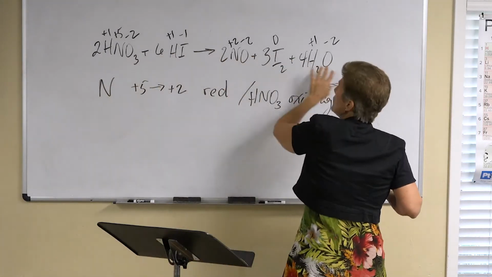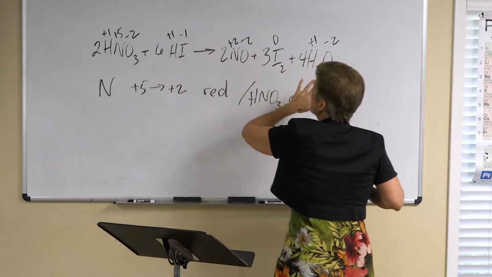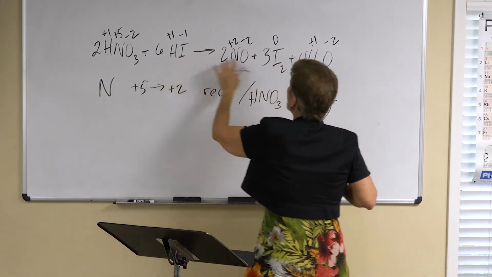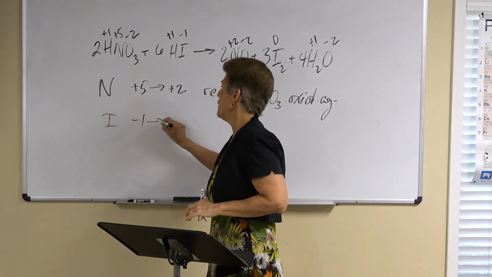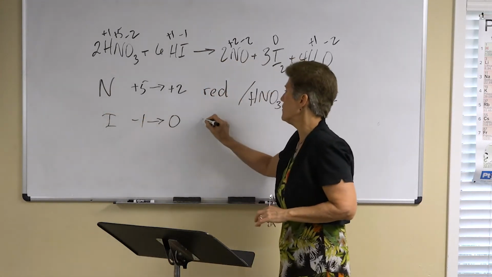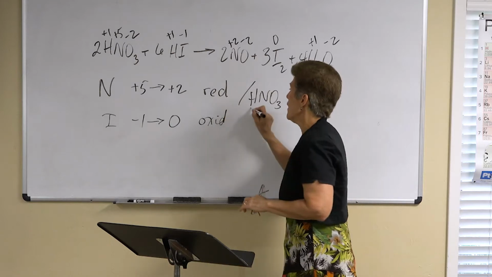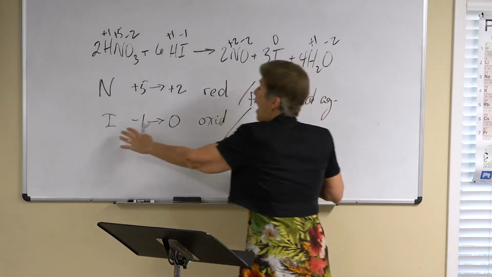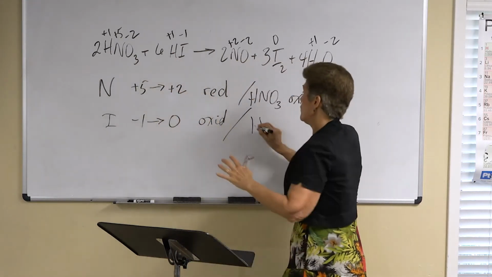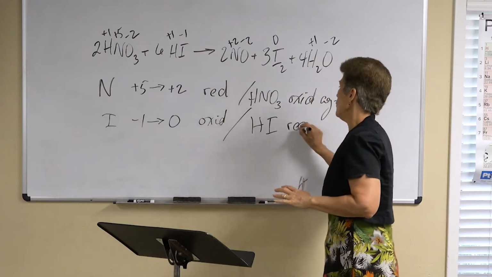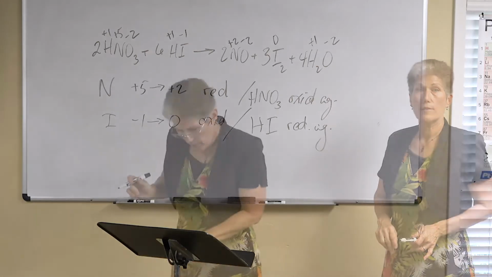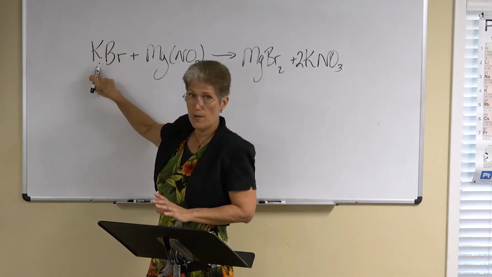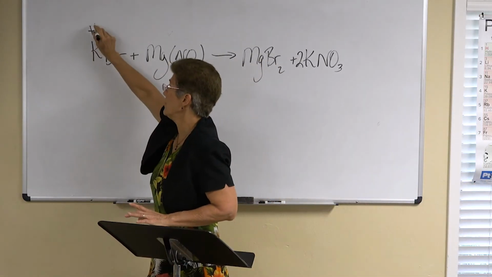Okay, now let's find out who is receiving these. Oxygen's -2, -2, -2. Hydrogen is still +1. But iodine is -1, and here it's 0. So iodine goes from -1 to 0, so it is being oxidized. Therefore, whatever I is in on the reactant side, which is HI, is the reducing agent. And so that's how you would put that. Next one. This is a group 1 metal, so it's +1.